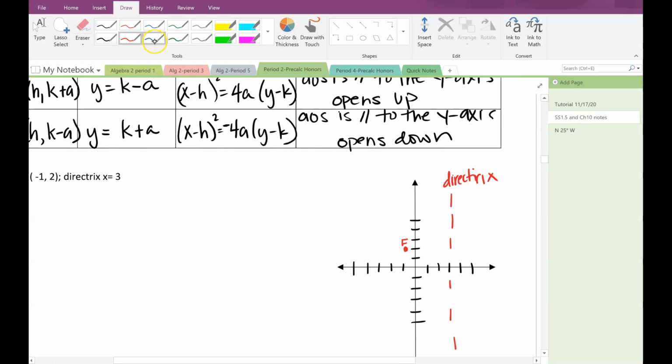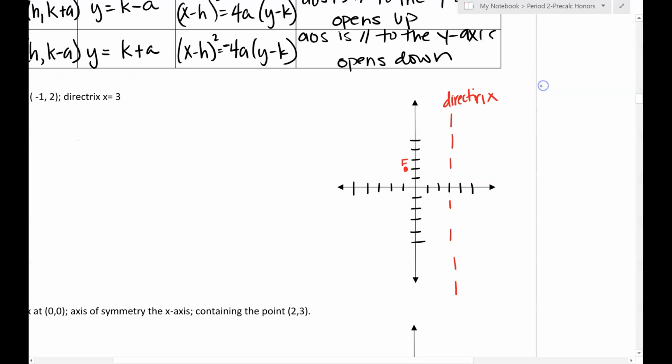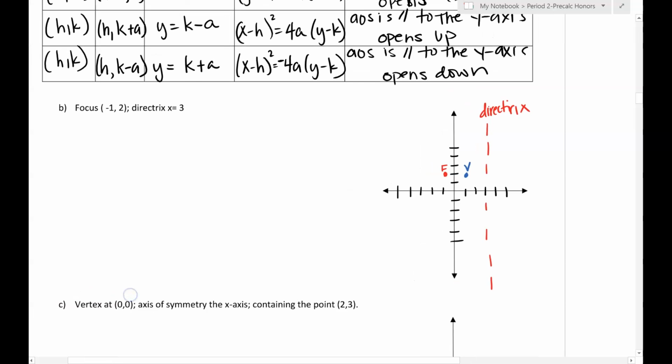Okay, so let's find the distance right in the middle. So this right here is right in the middle, which is your vertex, which we have, that is 1, 2. Let's write that down. Vertex is 1, 2. Now we know since the focus is on the left-hand side of the vertex, we know it opens to the left.